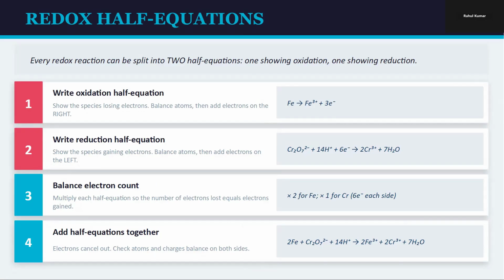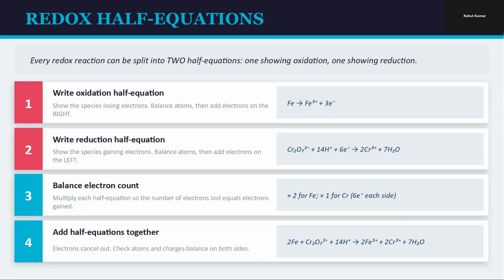Now, in the overall reaction, there should not be any electrons, so you have to cancel the electrons. Basically, multiply your oxidation and reduction half reactions by numbers so that their number of electrons becomes equal. So in this case, you multiply the iron equation by 2 and by 1 for the chromium. So they both have 6 electrons each side.